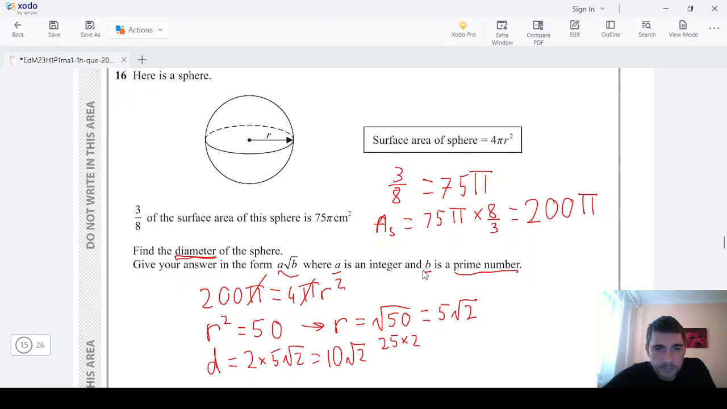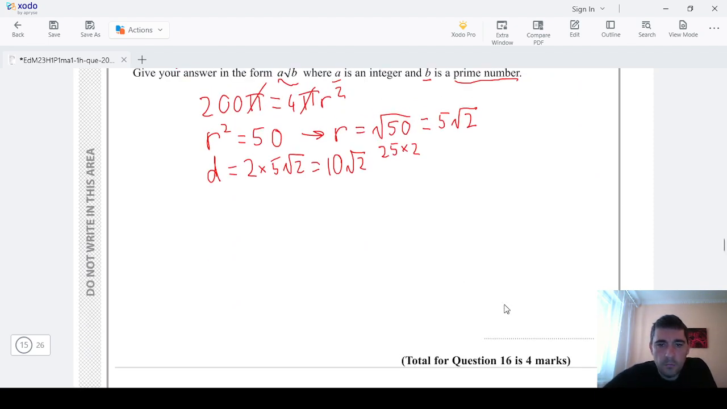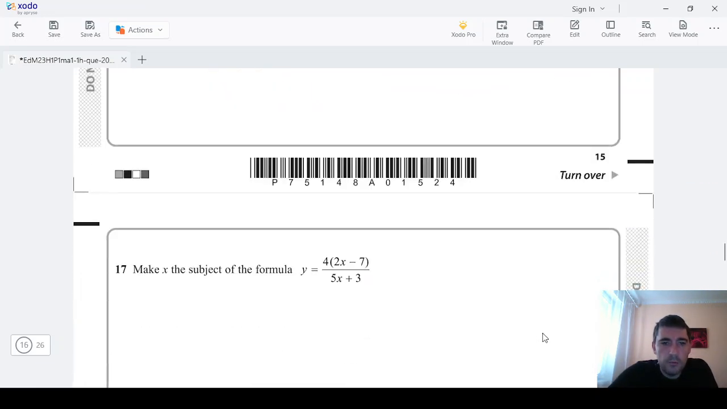So now we get b is a prime number, so 2 is a prime number, and a is an integer of 10. So that should give you 4 marks if you've got the answer 10 square root of 2. Right, so let's move to next one.